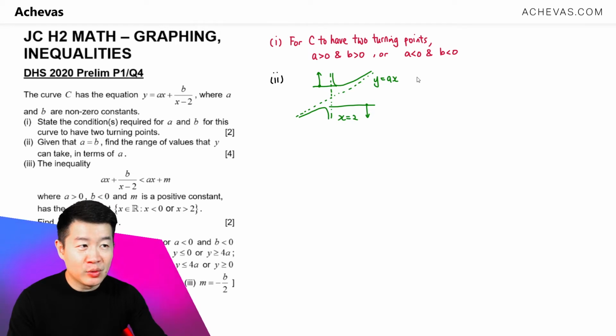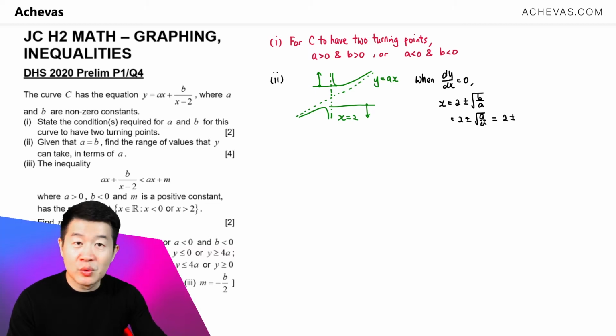Because when we let dy/dx be equal to 0, we have found that x is equal to 2 plus or minus square root of b over a. And since a is equal to b in this case, we will have 2 plus or minus square root of a over a, which means 2 plus or minus square root of 1, which is 1. So the two possible x coordinates will be 2 minus 1 or 2 plus 1. So we have two possible x coordinates, and they will give me the corresponding y coordinates, which will then subsequently help me to determine the range of values that y can take.